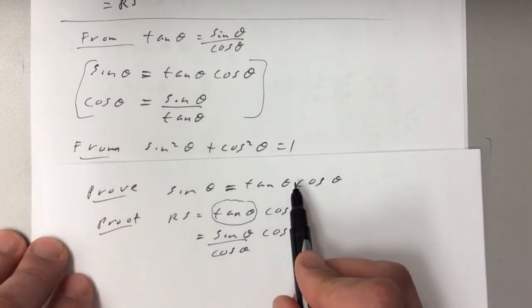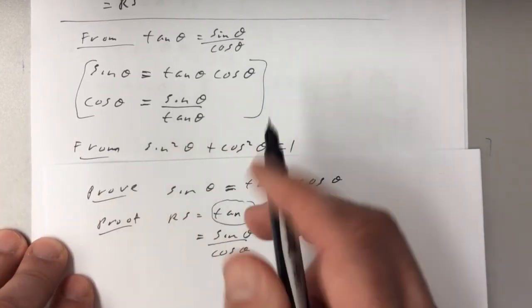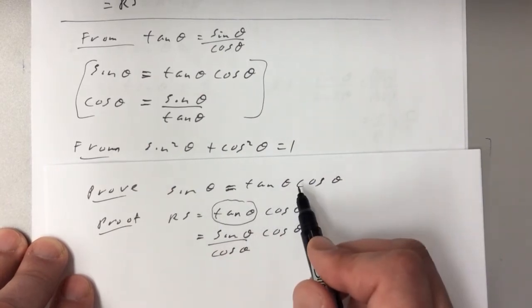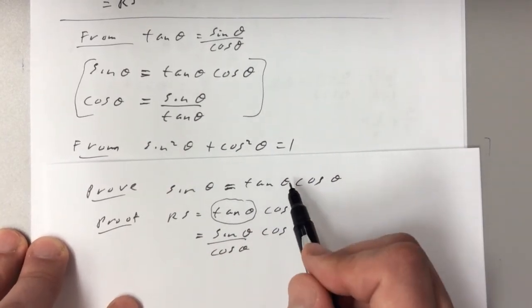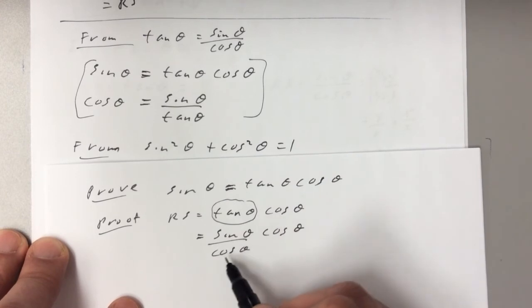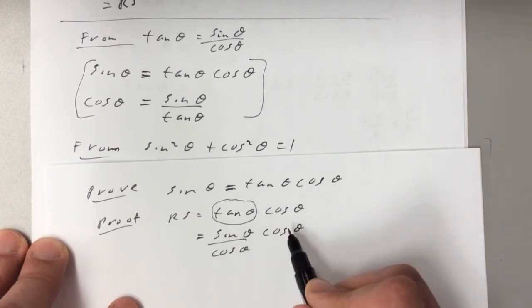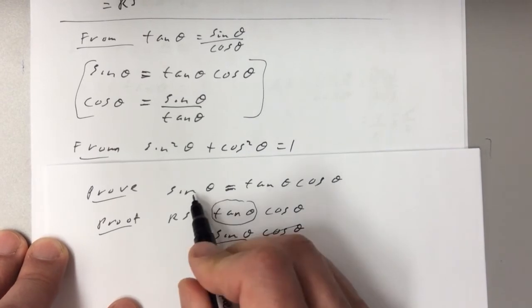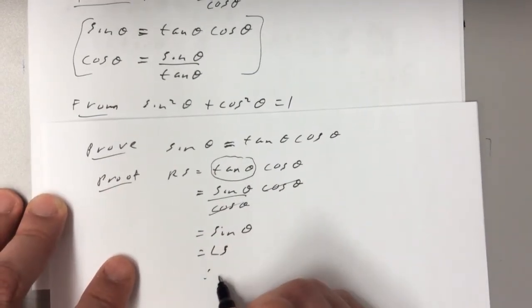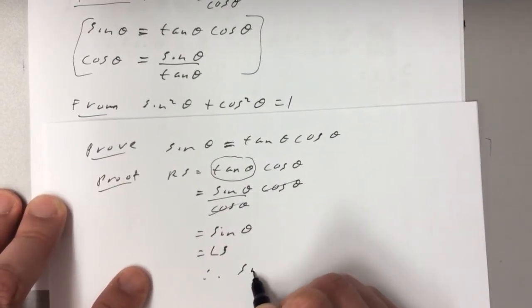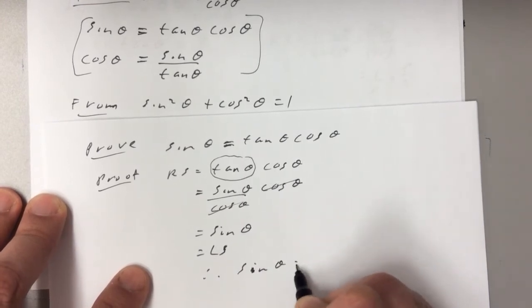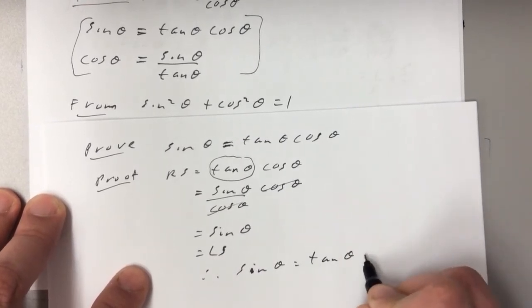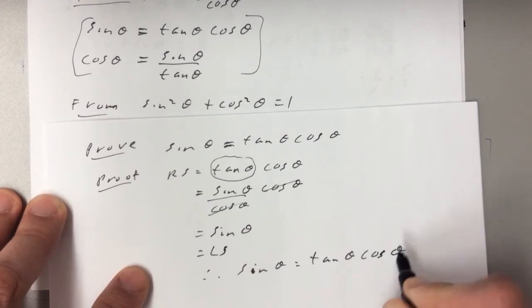We're not moving something from one side to the other anymore. We did that to see these other ones, but we're not doing that anymore. We know that this is an identity, but we're just proving it now. So sine theta over cos theta times cos theta, the cos thetas cancel out, and we get sine theta, which equals the left side. So therefore, sine theta equals tan theta times cos theta.